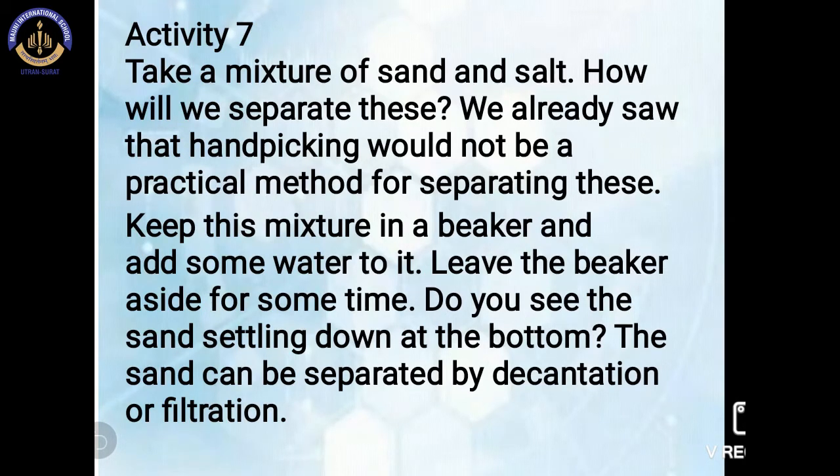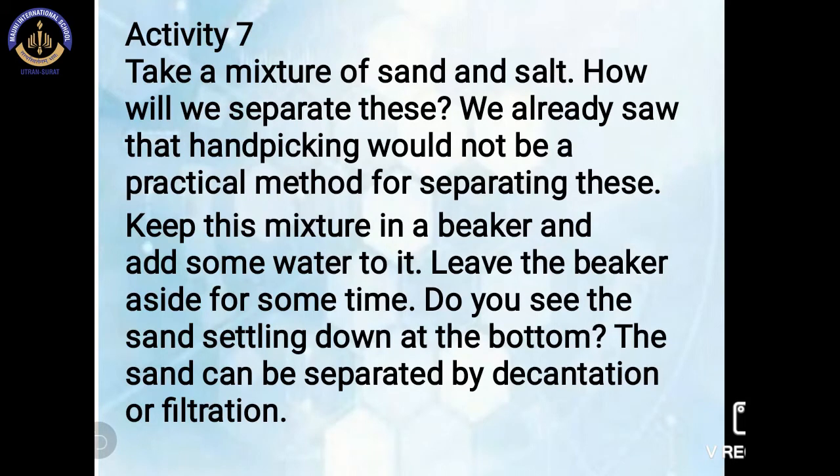So let's keep this mixture in a beaker, add some water into it and leave the beaker aside for some time. After some time, we observe that the sand settles down in the beaker. Do you see the sand settling down at the bottom? Yes. The sand can be separated by the decantation or filtration process. After the sand has settled, we will do the decantation process.